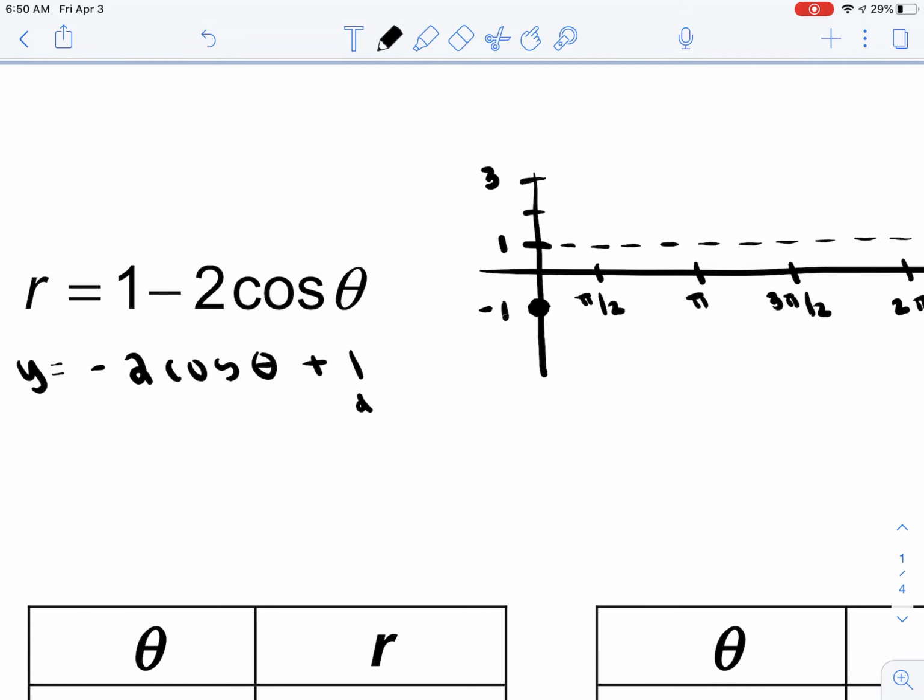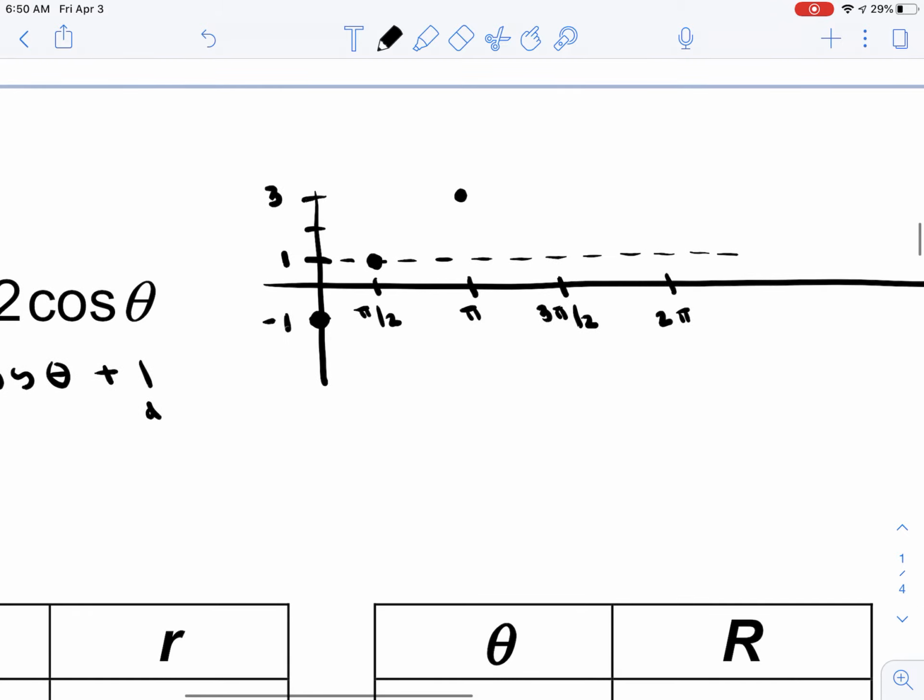However, when we go to pi over 2, our first tick mark, we're now going to be at this midline value of 1. When we get to pi, we're now going to be at the maximum. 3 pi over 2, we're back at the midline. And then at 2 pi, we're going to be back at the minimum.